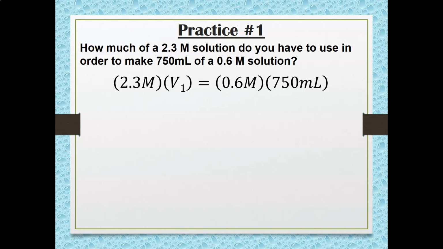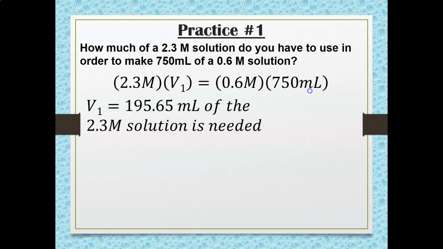But it's very common to do these problems in milliliters because we use graduated cylinders and pipettes and things like that to measure the volumes, and those are typically marked in milliliters. So it's pretty convenient to just leave it. So if you isolate your variable, you're going to find out that you need 195.65 milliliters of the strong stuff in order to make the weaker solution that you're interested in.